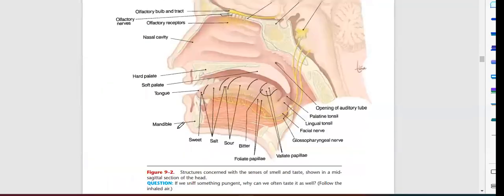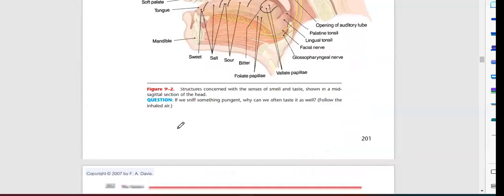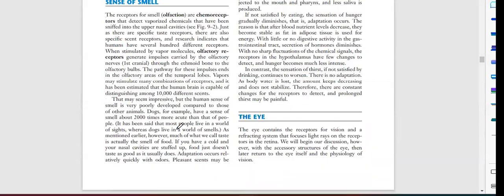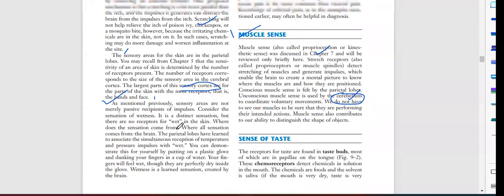Next we have the sense of taste and the sense of smell. Other things are there too.